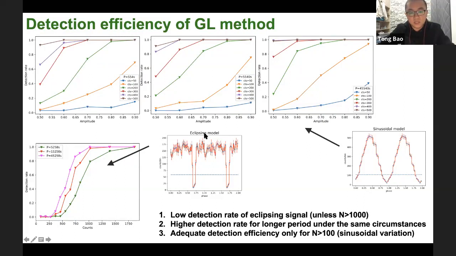And secondly, for the eclipsing model, which mimics the orbital period, the detection rate is really low unless we have many counts, like over 1,000. And also for both of these 2 models, the detection rate is higher for longer periods under the same circumstances. You can see that from the deviation of these 3 color lines in the lower panel, or the same color line varying among these 3 panels in the first figure.